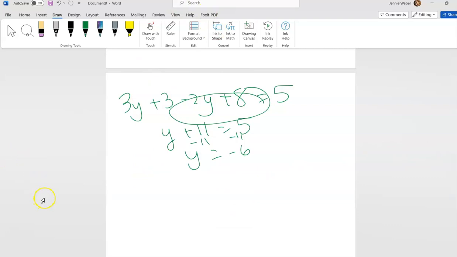So hopefully this helps you. Really what you're doing is you're clearing denominators. That's what you've got to think about. Same way we cleared fractions from before. You want to get rid of them all because then you can get to usually a pretty simple equation to work with.